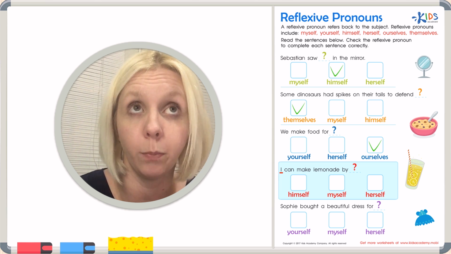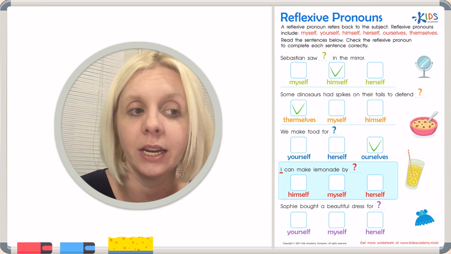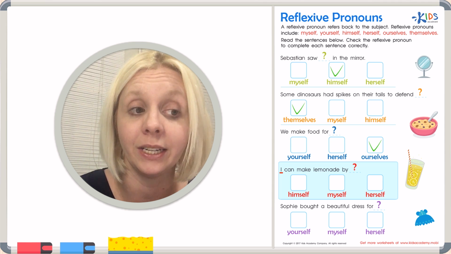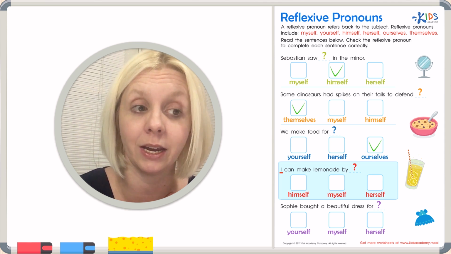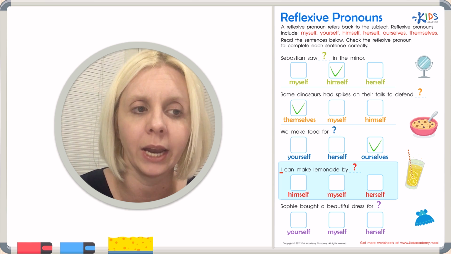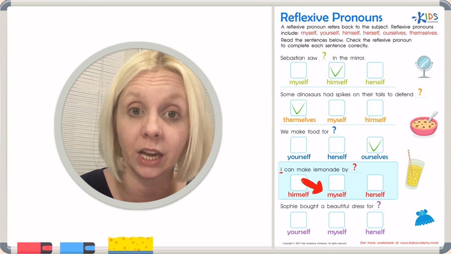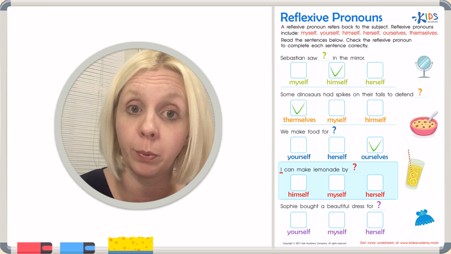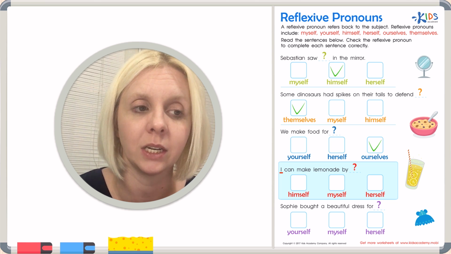Himself. Well, even if you are a boy and you're listening to this, it's not talking about specifically a boy or himself. It's talking about I or me in this. So that one won't work. I can make lemonade by himself? No. What about I can make lemonade by myself? Yeah, that makes sense. And you've probably said a sentence like that before. I can make lemonade by myself.